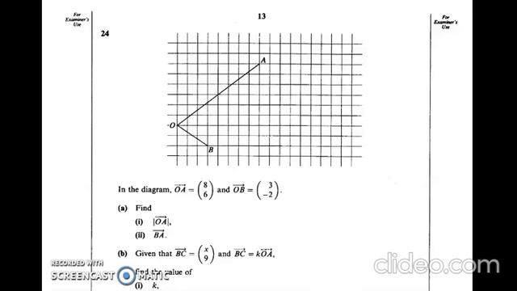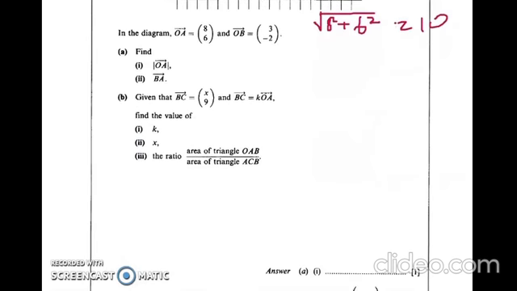Alright, we will now do one last question for vectors. Okay, so OA is this. This is the position vector for A. This is the position vector for B. It says find mod OA. Mod of OA means you need to find the length. You already know how to find the length. That is the square root of 8 squared plus 6 squared, and that is 10. So mod of OA is 10.